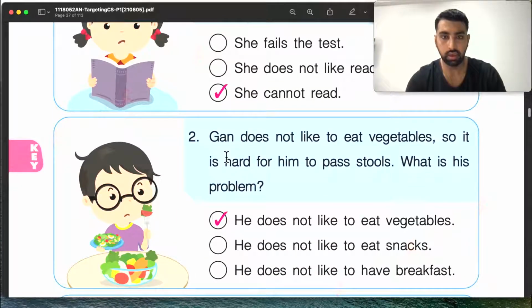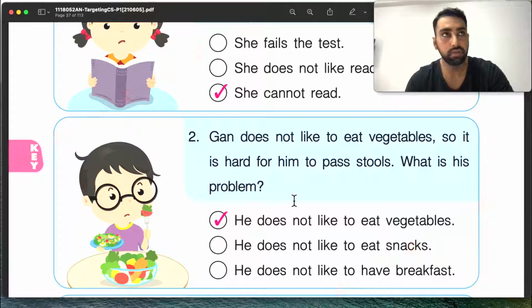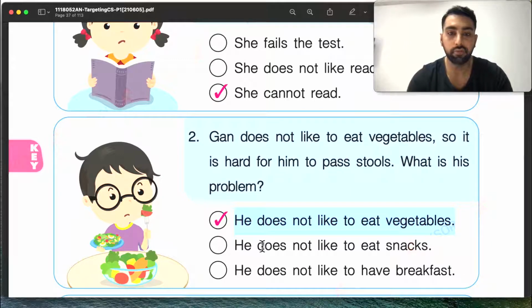Okay. Gang does not like to eat vegetables, so it is hard for him to pass stools. What is his problem? He does not like to eat vegetables. Vegetable in Thai is pak, I think. Yes. Alright, so he doesn't like to eat vegetables. That is the problem. Alright, so we have to mark number one.